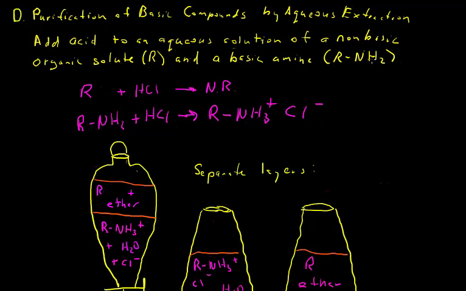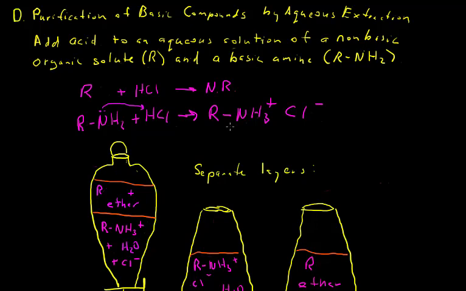So we're going to add an acid to a solution of a neutral organic solute, the impurity, and the basic amine. The acid that we'll add is hydrochloric acid. So here's our neutral compound. The hydrochloric acid doesn't react because it's not basic. The amine, though, does react with hydrochloric acid in a Bronsted acid-base reaction, proton transfer. So this basic amino group is going to pick up the proton from the hydrochloric acid and make an ammonium ion, just like an ammonium ion, only there's carbon bonded to the nitrogen now.